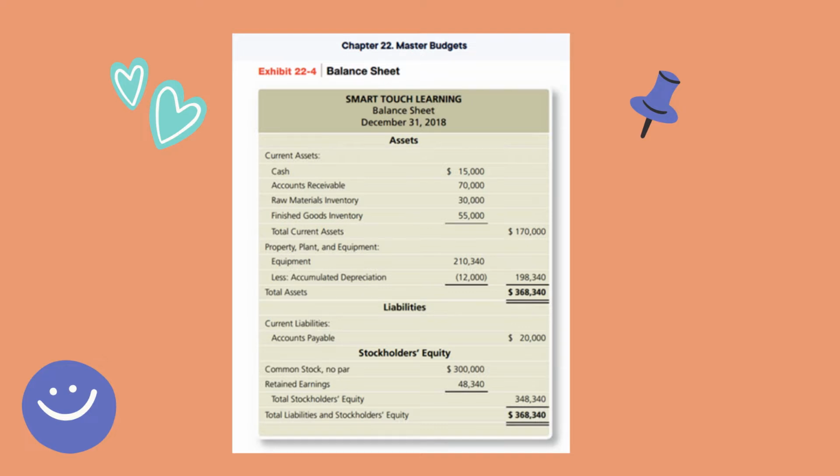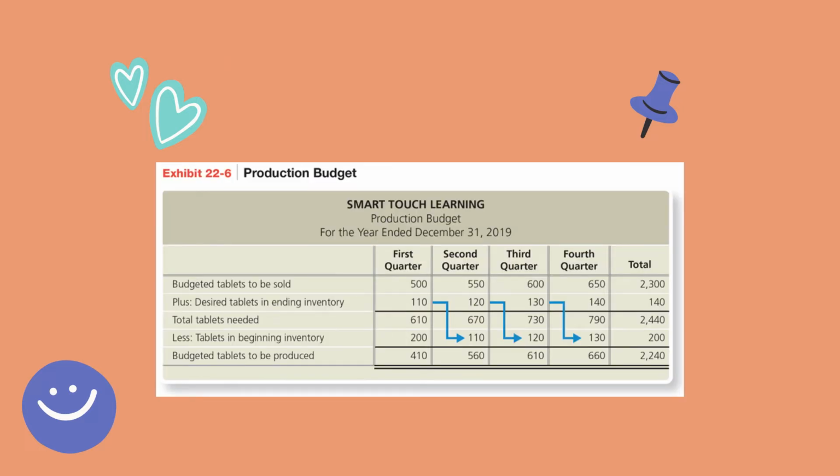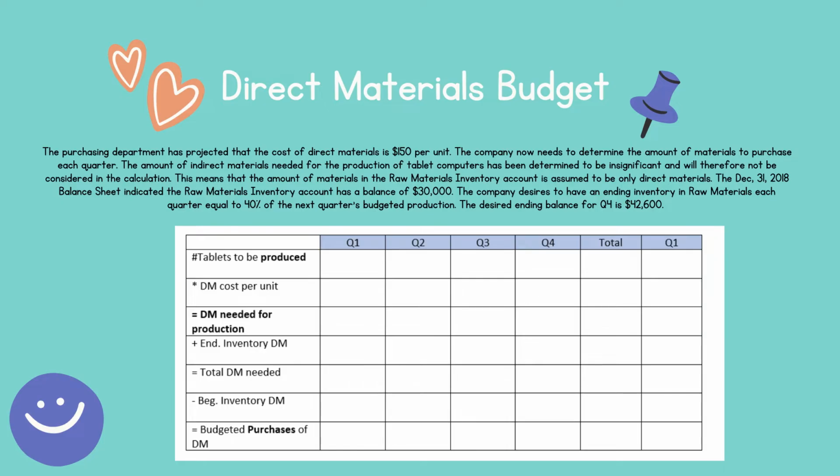So we have the balance sheet at the end of 2018, which is the beginning balances for 2019. And this is the production budget which we prepared in the previous video. So we're gonna use the budgeted tablets to be produced to prepare the direct materials budget. We're gonna need these numbers. Now let's prepare the direct materials budget. We are working on 2019.